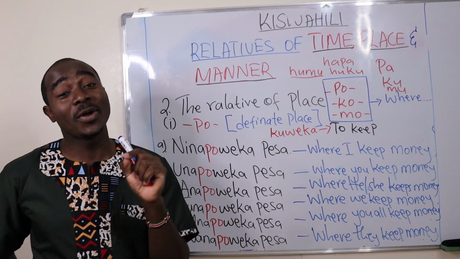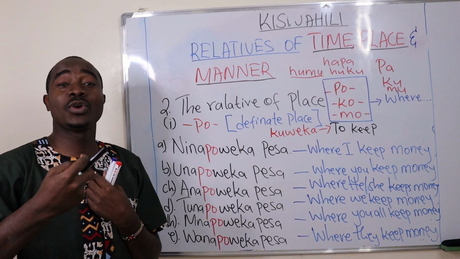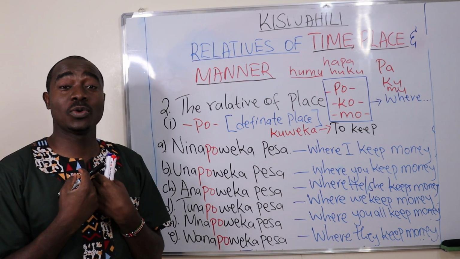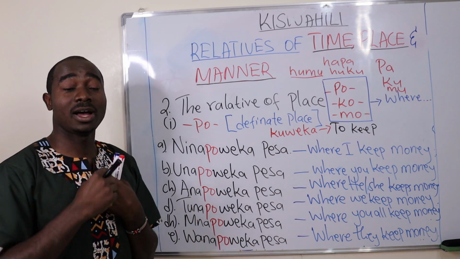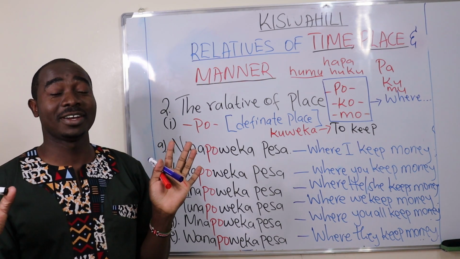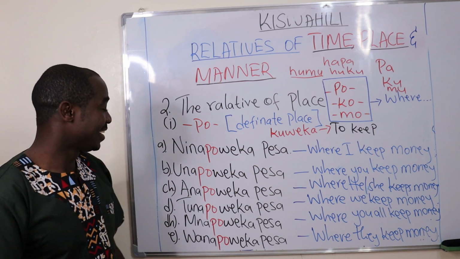Ninajua unapoweka pesa. I got scared. I know where you keep money. Ninajua, I know. Ninajua unapoweka pesa. I had to change where I keep money. I had to change because he knows it is supposed to be a secret place.